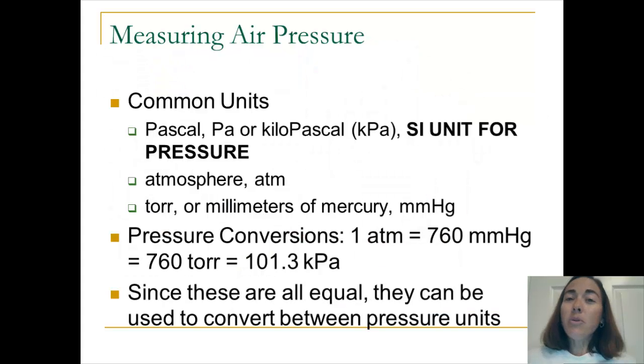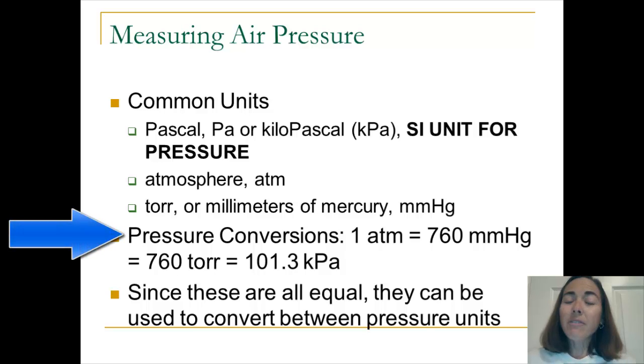Now we know about how pressure is measured. Let's talk about those units, because in the last slide I mentioned PSI. You see that on the tire gauge in your car. The metric unit for pressure is the Pascal, or the kilopascal. It's abbreviated kPa. But we can also measure pressure in atmospheres, or torr, or millimeters of mercury, which remember would be the height of that mercury column.